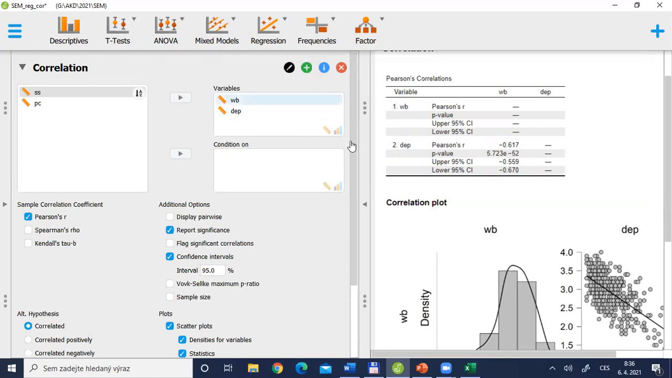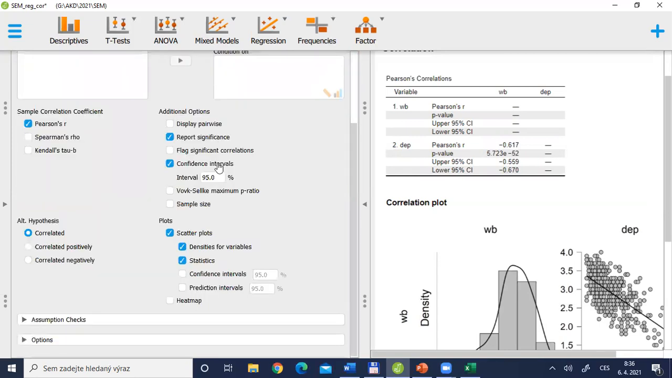And if I would like to get more results, so please ask for confidence interval and ask also for plots: scatter plot, densities for variables, and statistics in the plot. So here we have the basic results.